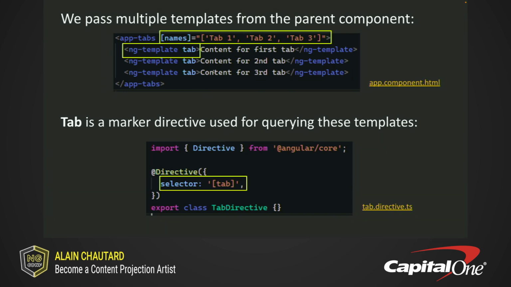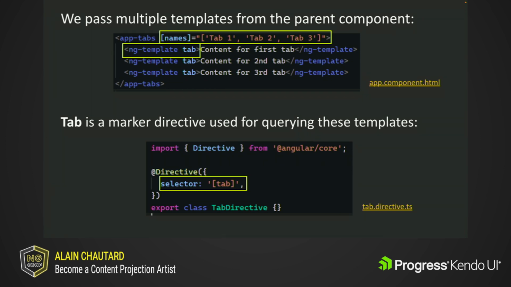And then inside the content, we would pass three different templates. So first ng-template for the first tab, second ng-template for the second tab, third ng-template for the third tab. Now the thing when we pass templates as a parameter in the content like this is that we have to be able to query them. We have to be able to select them.